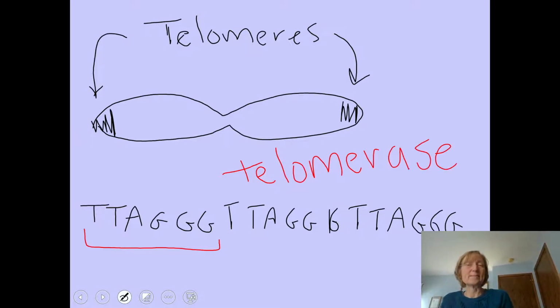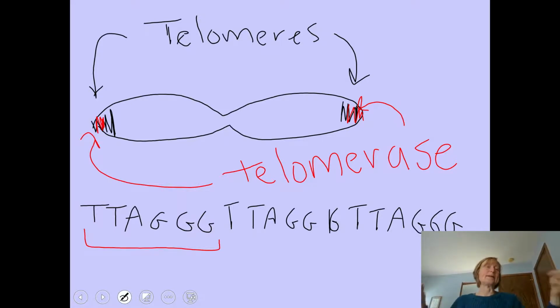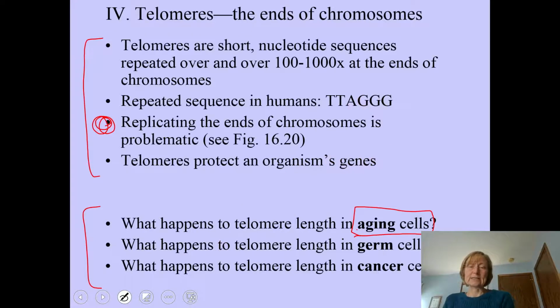Telomerase is an enzyme that's active in germ cells that rebuilds the telomere and makes it longer again. That adds more repeats to the ends of the telomeres. And that happens in all of our germ cells so that at least our eggs and our sperm are having long telomeres in them. But this enzyme is not active in our normal body cells. Now this is really interesting.